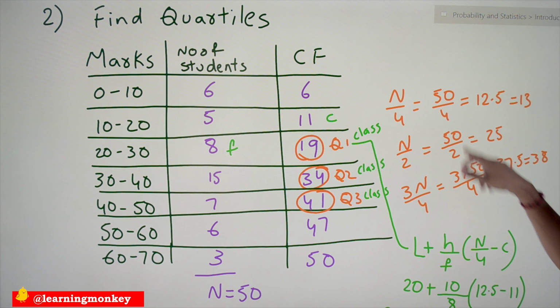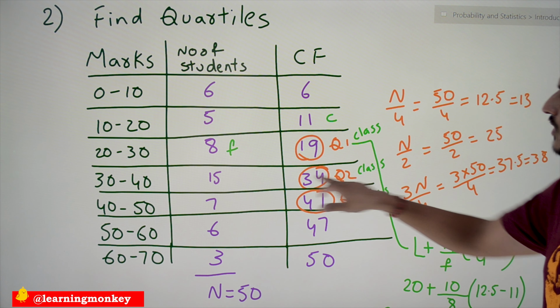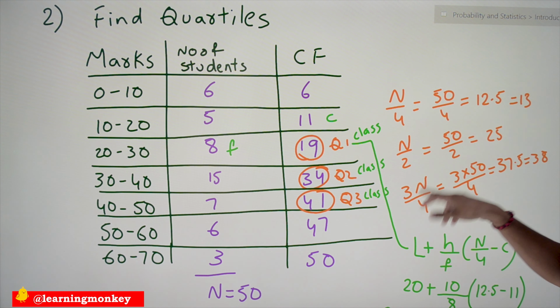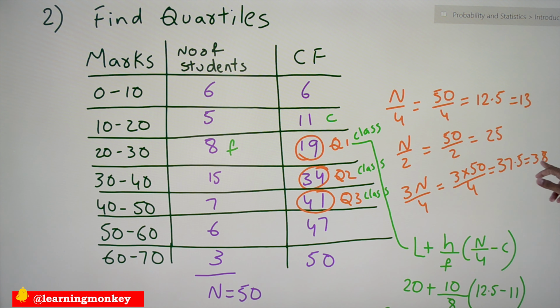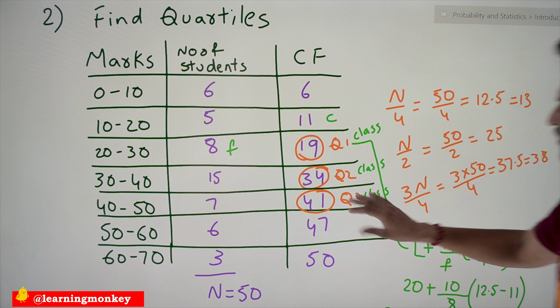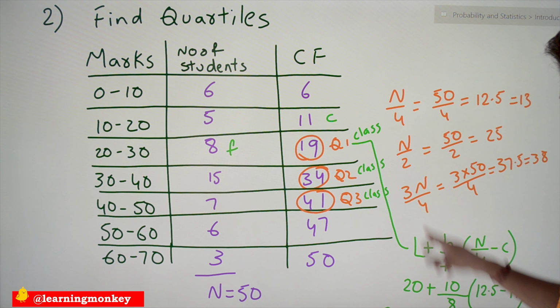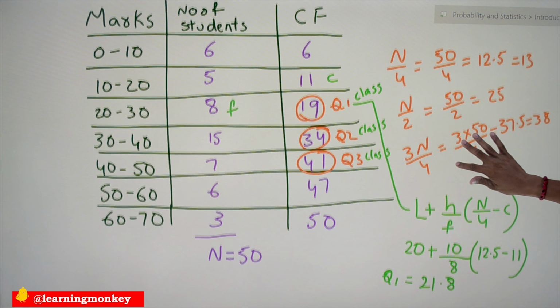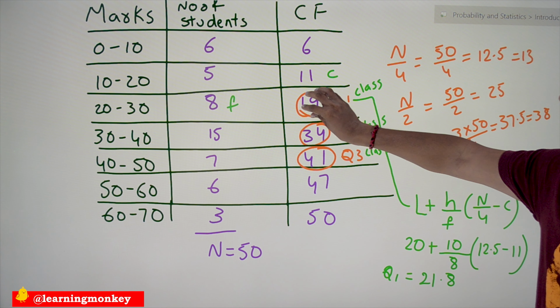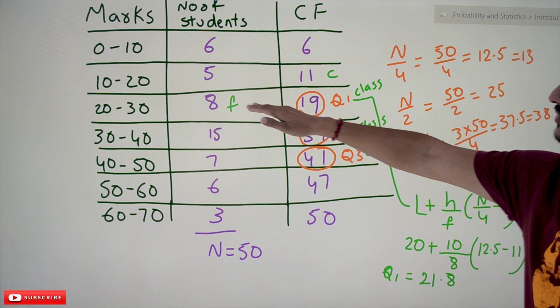Similarly, n by 2 is 50 by 2, that is equal to 25. The Q2 class is 30 to 40. Similarly, 3n by 4 is equal to 37.5, meaning 38, so the Q3 class comes here. We have to apply these values in the formula. Let's try to understand the formula. The Q1 class comes here, with previous cumulative frequency 19.